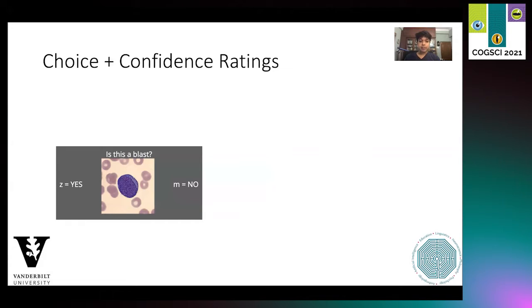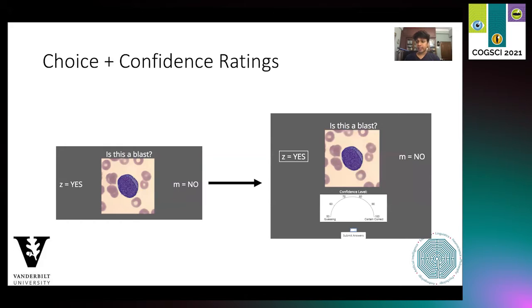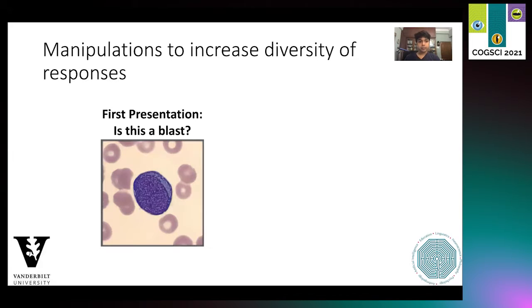So in our experiments, participants had to decide whether a certain cell was blast or not blast, and then also indicate their confidence in their decision on a scale of 50 to 100. We used repeated decisions from the same person, and we wanted to see if using different methods to elicit different responses can actually improve the accuracy of our processes.